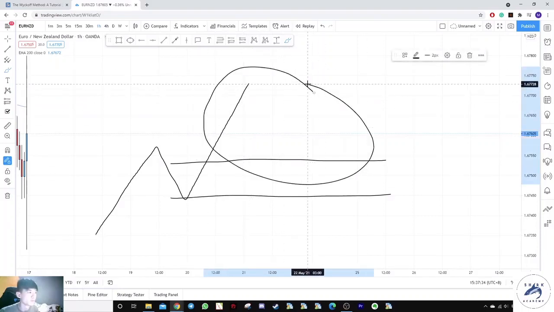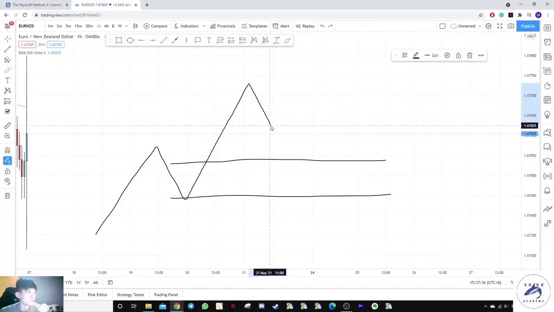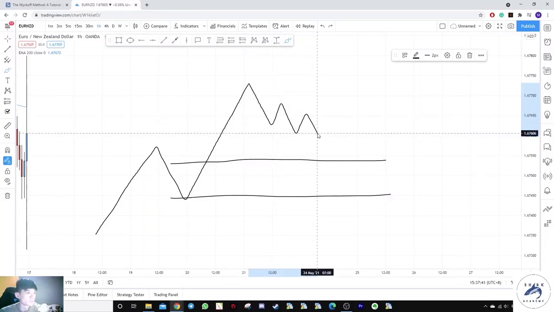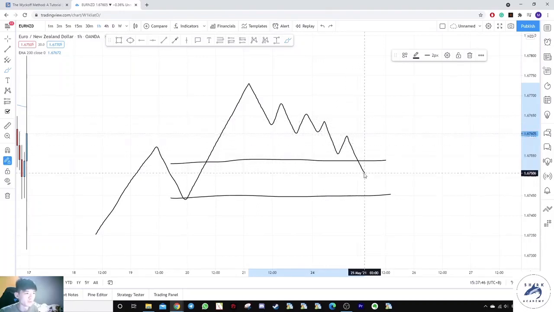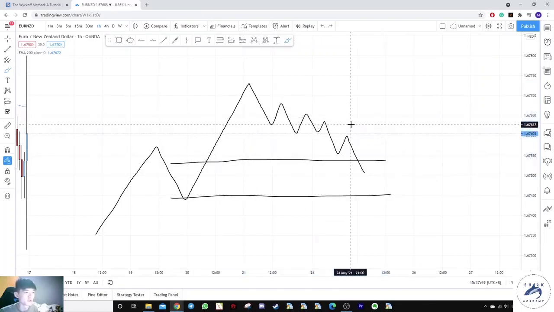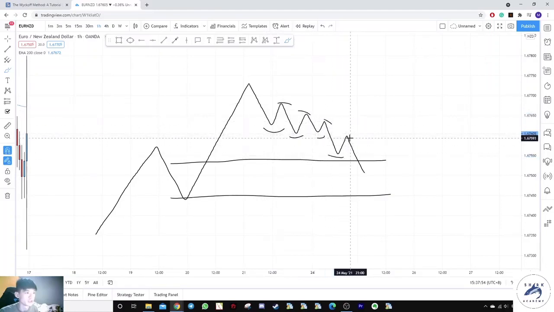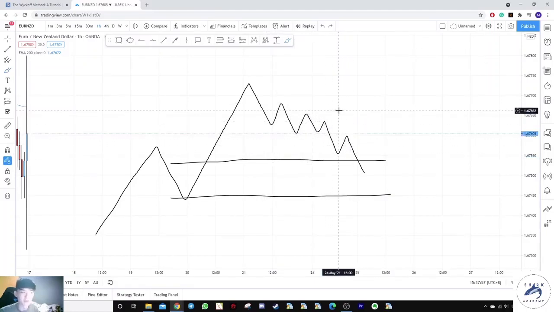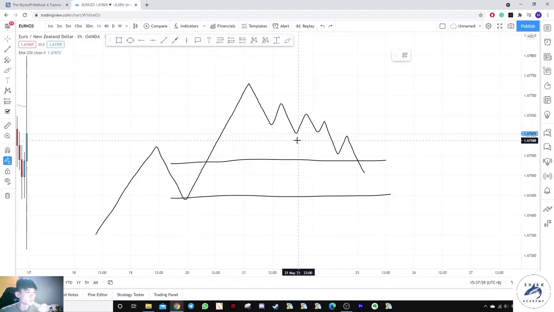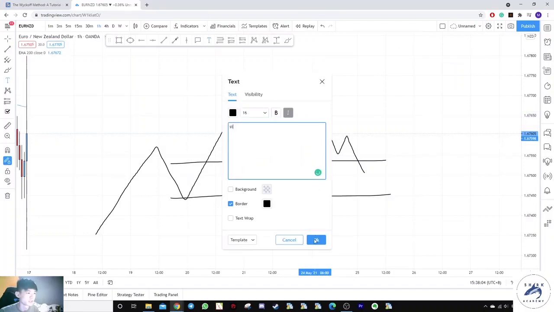For Wyckoff, we want to see a move down and create an equal low over here, followed by another up move, a down move, up move, and down move. The specifics of this are not so important, but most importantly, as you can see, it is the same idea of the creation of liquidity, just that in this case we are able to label them. So let me just label them for you. This would be your selling climax, this is your automatic rally, secondary test, this is your secondary test in phase B, and this is your spring.